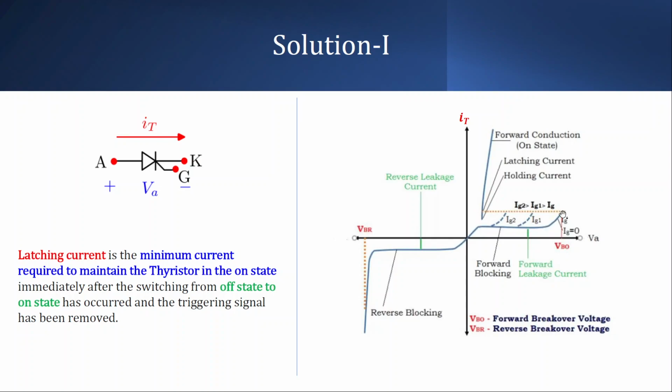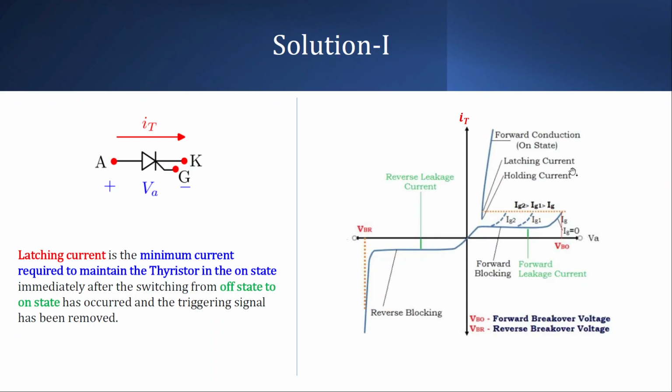Okay. So as an engineer, while you design a circuit, you must ensure for successful turn on of the thyristor that after the gate pulse has been removed, the current through the thyristor must reach the value of the latching current at least. It may be more than that, but at least it has to reach the value of the latching current which has been given to you in the data sheet.